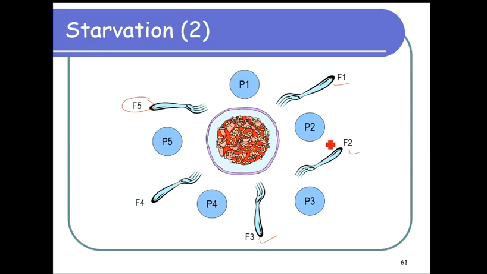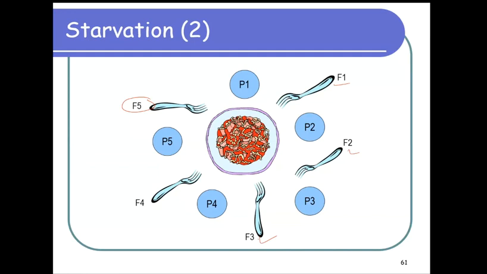P2 decides to begin the meal, but is unable to start because no forks are available. P2 is hungry, but it cannot eat because P2 can only use F1 and F2, but F1 is currently used by P1 and F2 is currently used by P3.